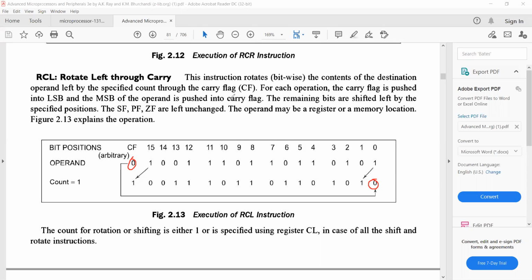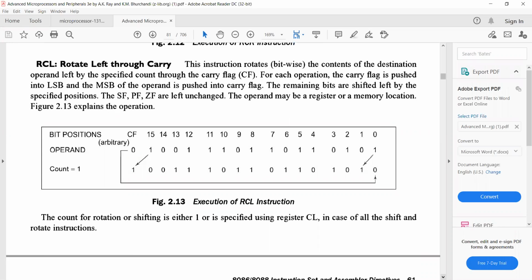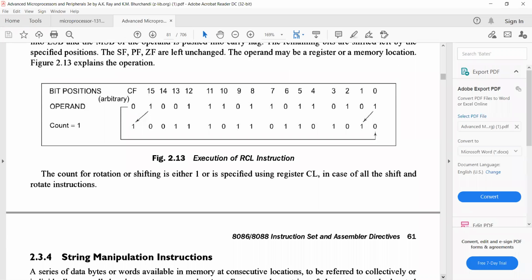That is about shift and rotation operations with carry and without carry. When you are using carry, it uses the carry flag. When you are neglecting the carry, it ignores the carry flag. I think that's it for the logical operations.